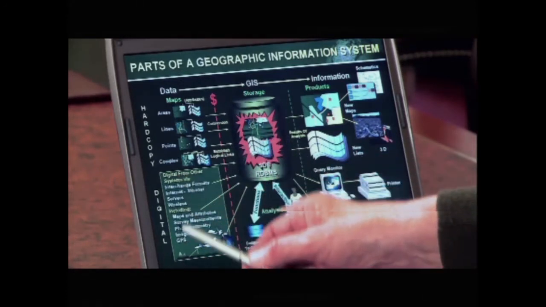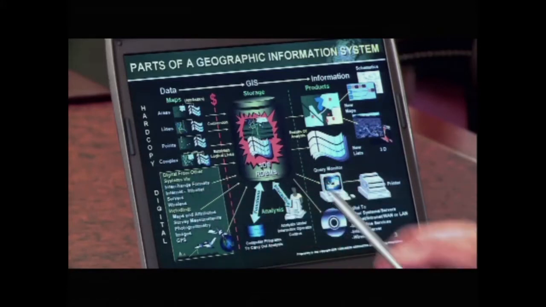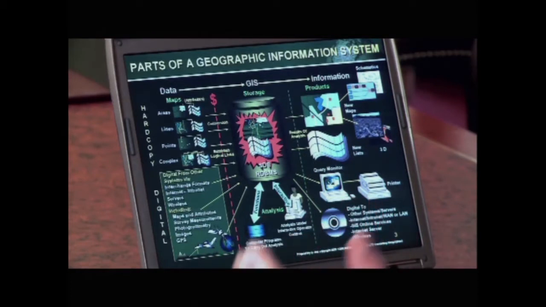Digital data come from other systems, and they come in via interchange formats. They come in over the internet or an intranet. They come from servers. They may come from wireless sources. And they include maps and their attributes, and survey measurements can come in, and photogrammetry can come in, and images can come in, GPS recordings can come in, all of these typically coming in digital form.